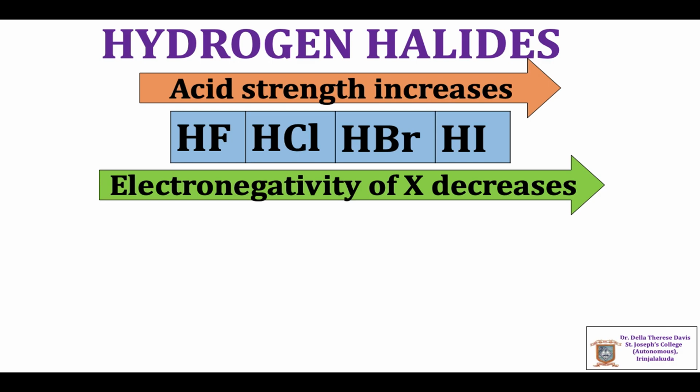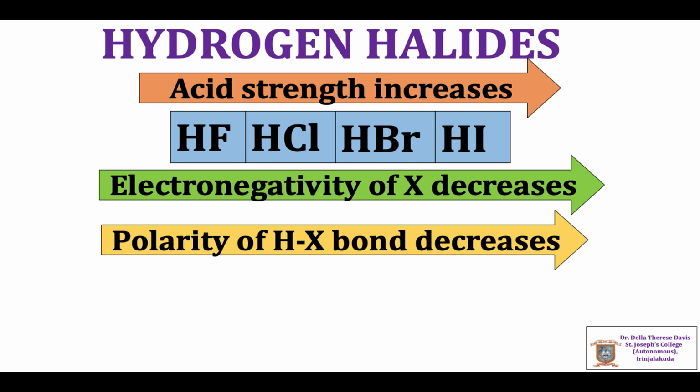So fluorine is most electronegative, and thus the polarity of HX bond decreases from fluorine to iodine. That is, in HF the bond is most polar and the HI bond is least polar. So we will expect that HF is the strongest acid.